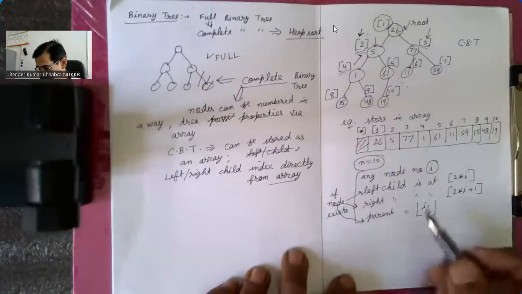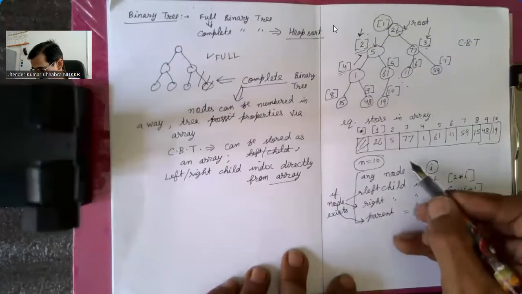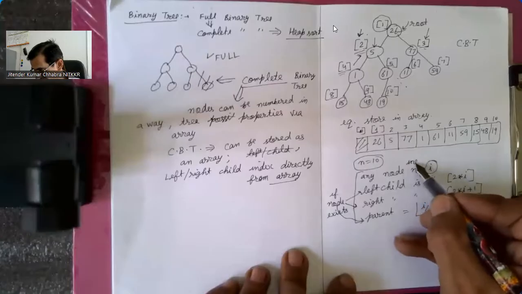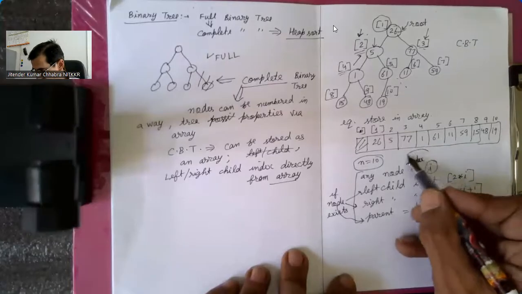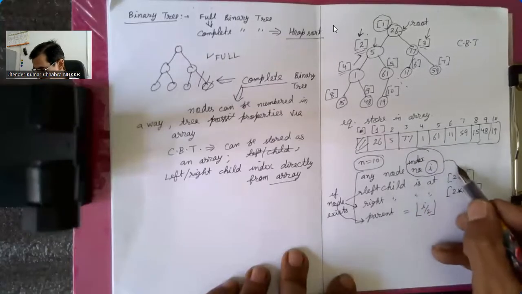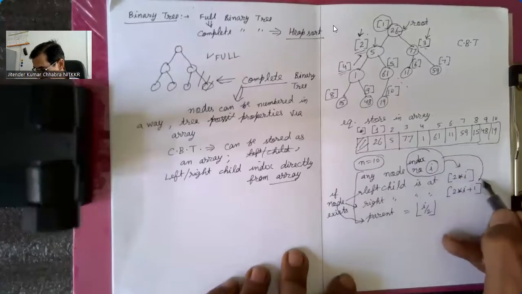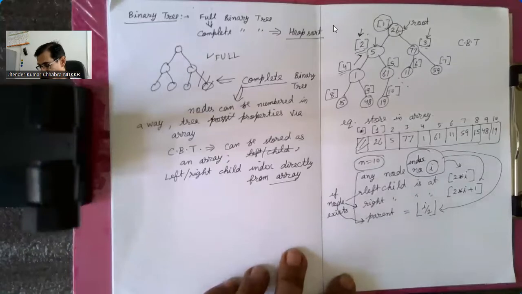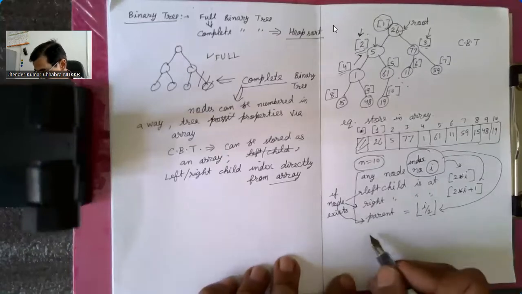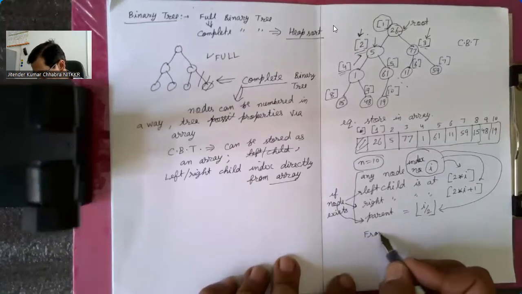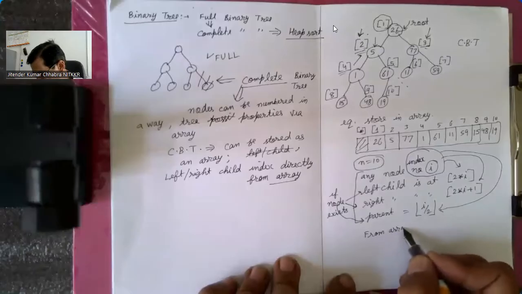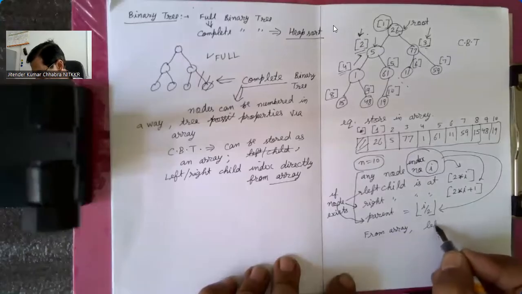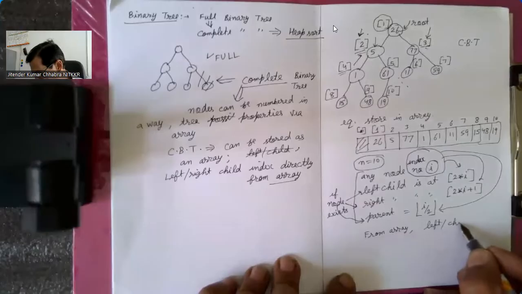So I can now say if any node is at index i, then correspondingly your left child index is known, right child index is known, and parent index is known. The advantage of this being from the array itself, I can directly use the left or right child or parent.